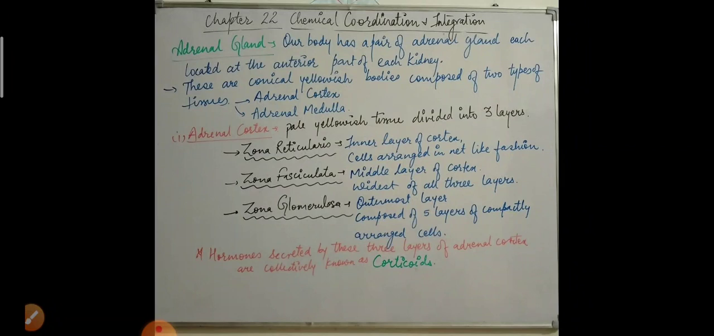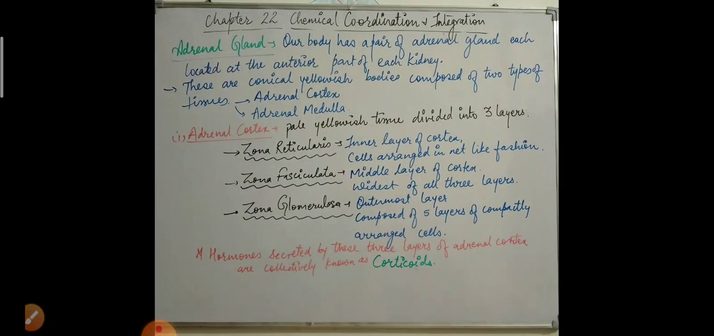Then the second layer is zona fasciculata. It is the middle layer of the cortex and it is the widest of all three layers. That means the larger portion is zona fasciculata. Then the third layer is zona glomerulosa, the outermost layer, which is composed of 5 layers of compactly arranged cells. So these are the 3 layers of the adrenal cortex: zona reticularis, zona fasciculata, zona glomerulosa.